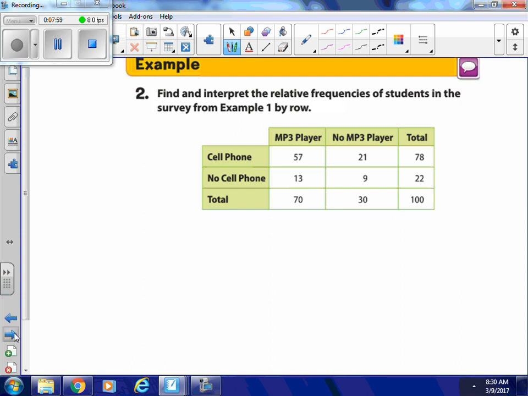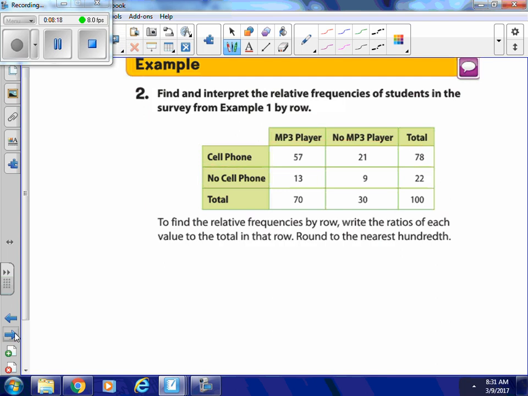Okay, we're going to find and interpret a relative frequency of students in the survey from example 1 by row. And remember, rows don't go down, columns go down, rows go across. So to find the relative frequency by row, we're going to write the ratio of each value to the total in that row and round to the nearest hundredth.